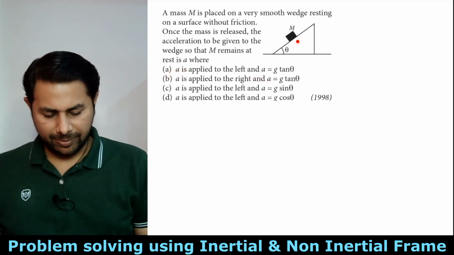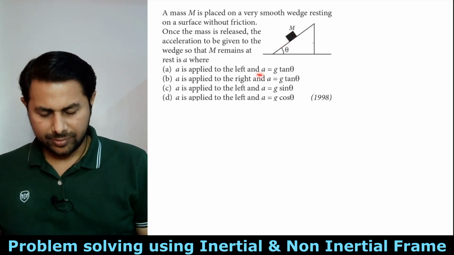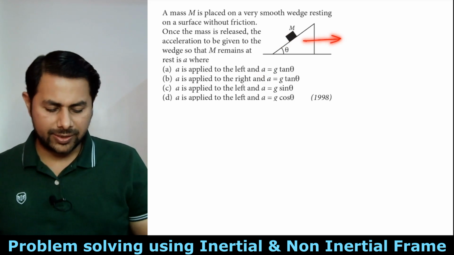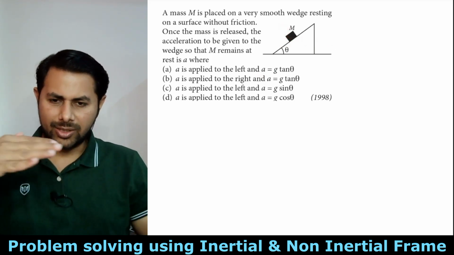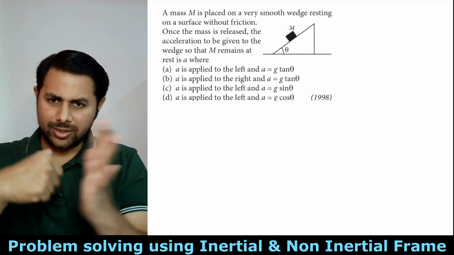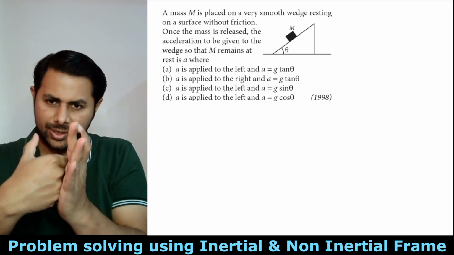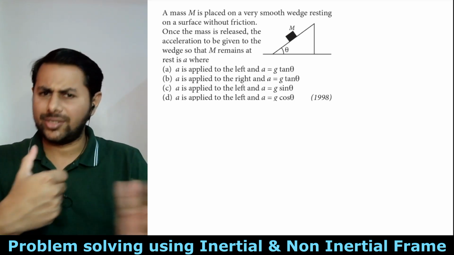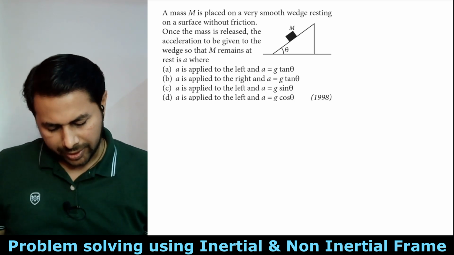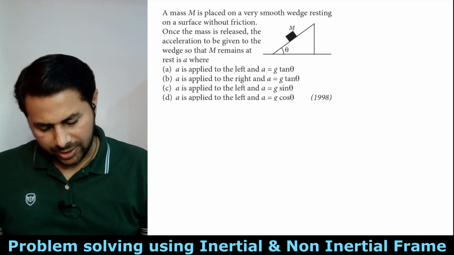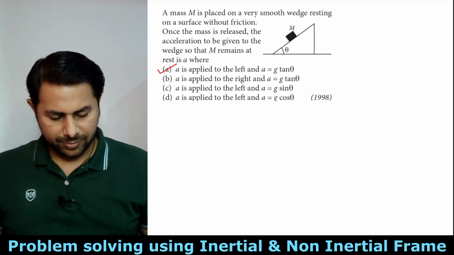It has to be towards the left to provide for the necessary normal reaction. If you are giving acceleration towards the right, you are decreasing the normal reaction. If you are giving acceleration towards the left, you are supporting it, giving some normal reaction. If you are giving acceleration in the opposite direction, you are removing the normal reaction. All right. So a is applied to the left and a is equal to g tan theta. That's the answer, right?